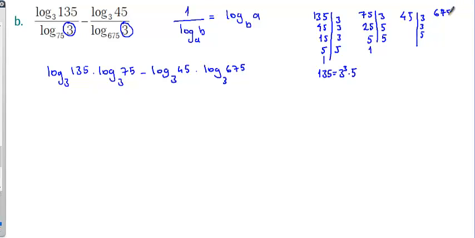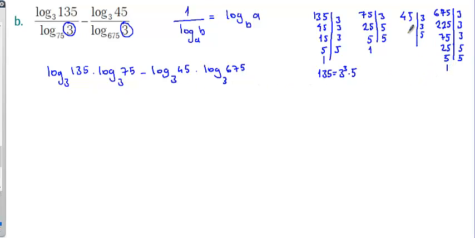675, when you divide by 9 times 25, it's equal to 225. When you divide by 3, this is also divisible by 3. When you divide by 3, it's going to be equal to 75. When you divide by 3, it's going to be 25, and after 75, you know, it's going to be 5 and 5 again, 5 and 1.